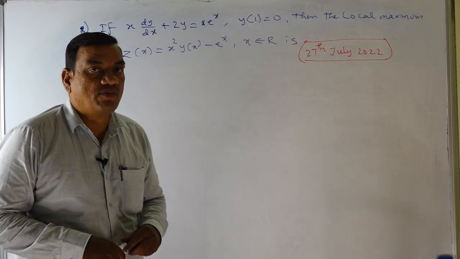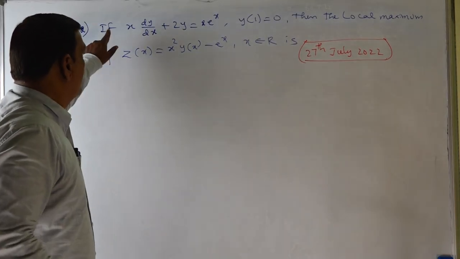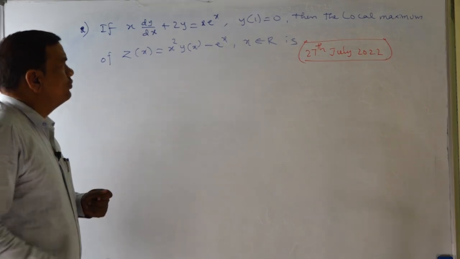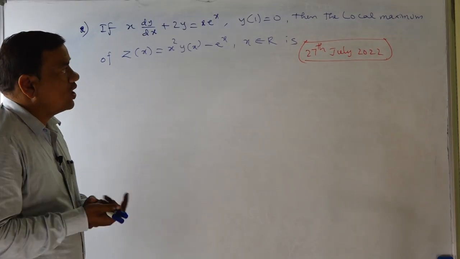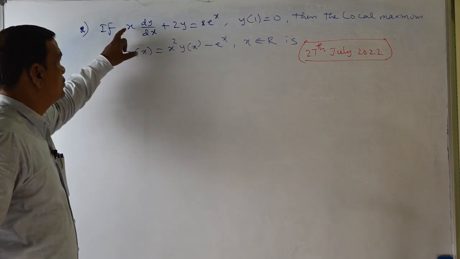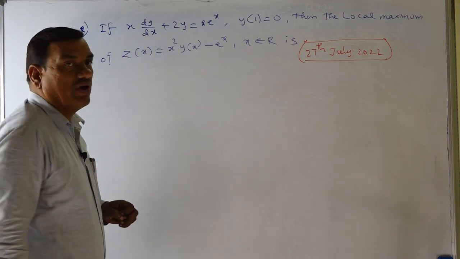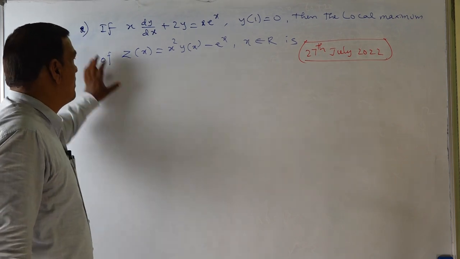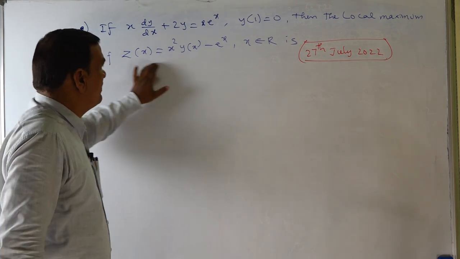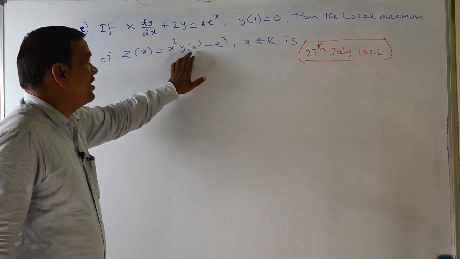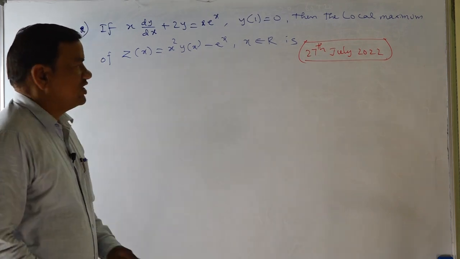Dear students, welcome to the second problem. It is from both differential equations and local maxima and local minima. x dy by dx plus 2y is equal to x e power x, and y of 1 is equal to 0. Then find the local maximum of the function given, z of x is equal to x square y of x minus e power x, where x belongs to R.